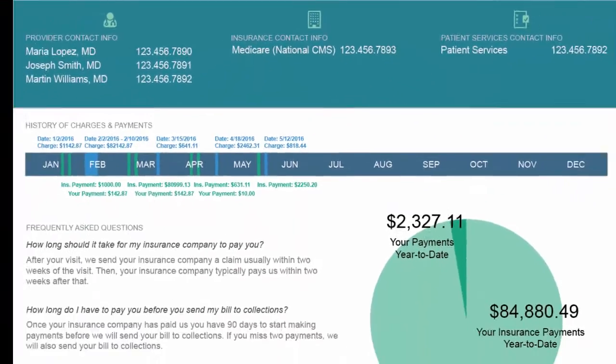Managing healthcare expenses isn't getting any easier, so why not let the experts advocate for you?